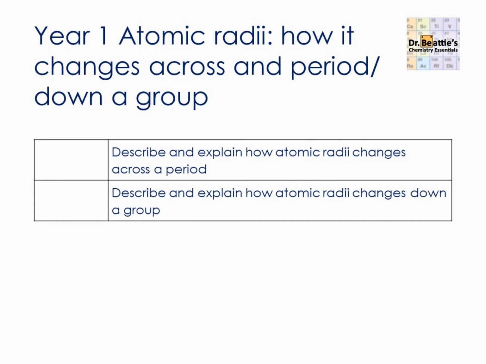So in this video, we've been able to describe and explain how atomic radii decrease across a period using the principles of shielding, nuclear charge, and distance. And then we've also been able to use those same principles to explain how atomic radii increase as we go down a group.